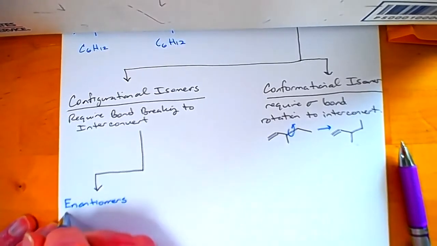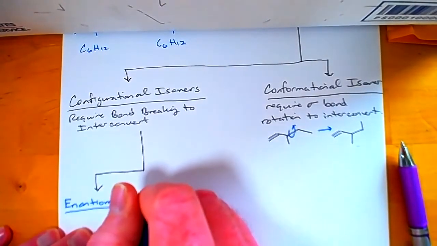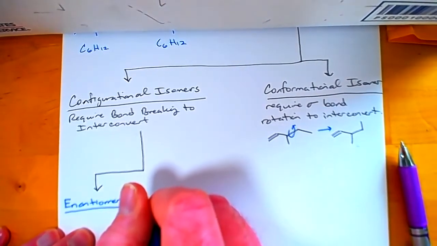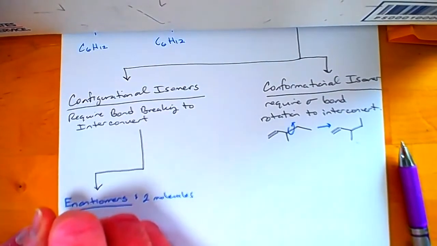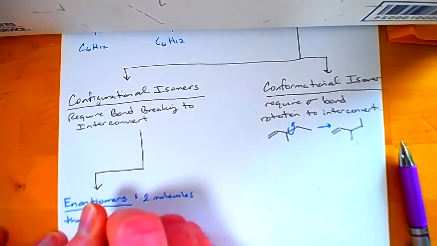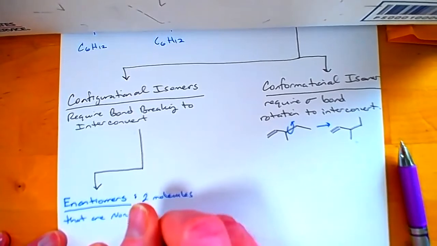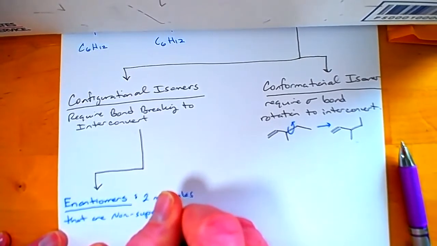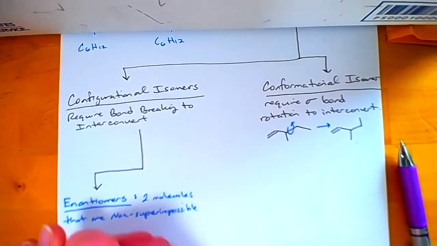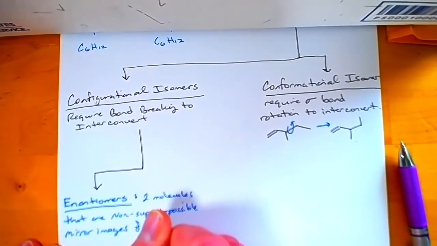They are enantiomers of one another. And that essentially means that enantiomers are two molecules that are non-superimposable. Two molecules are non-superimposable mirror images of each other.